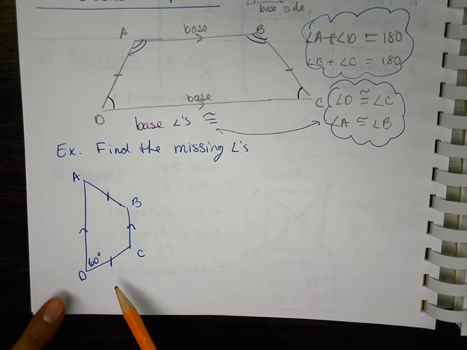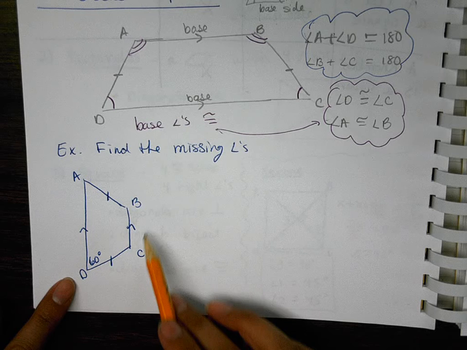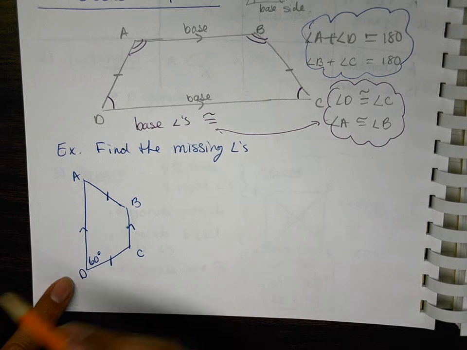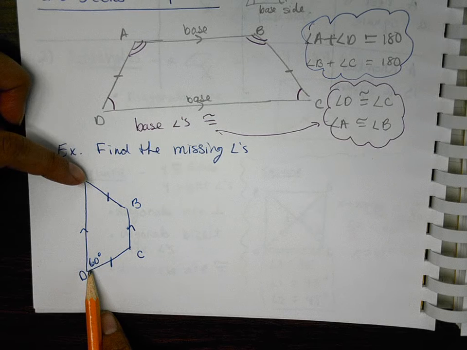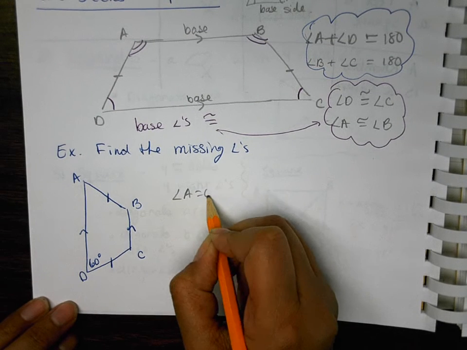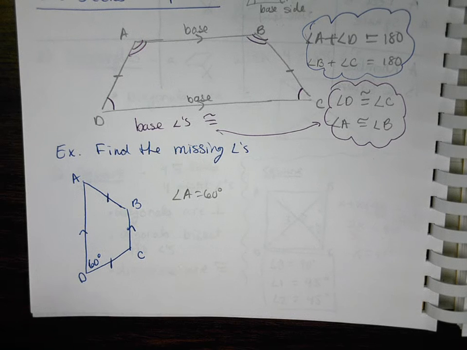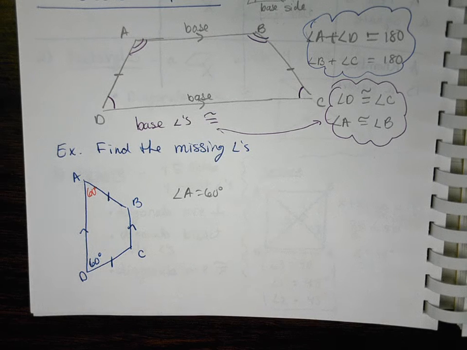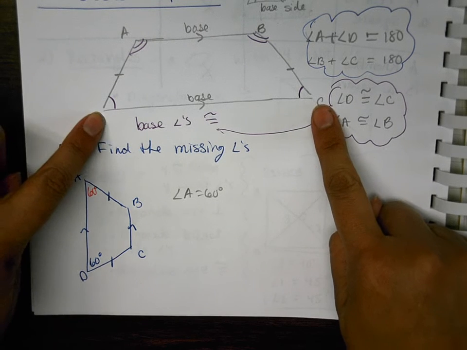Okay. One other angle here is equal to 60. Which one is it? Angle A, because these are your base angles, yes? Yes. Okay. Angle A equals 60 degrees. Does everybody see that? Why are they 60? Because again, these are like these two down here, the base angles.